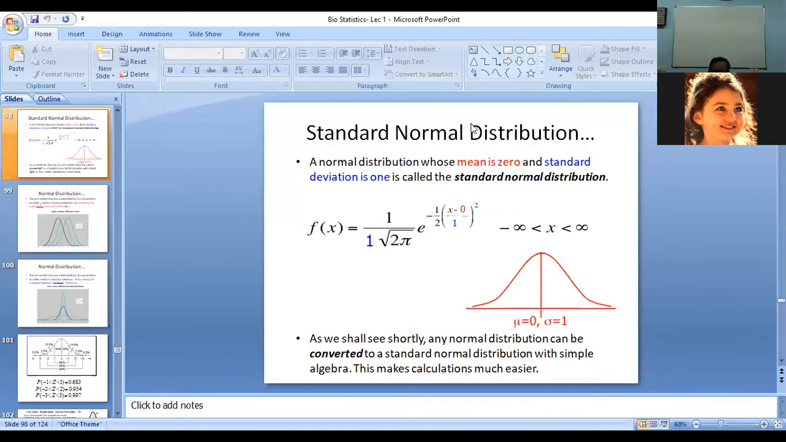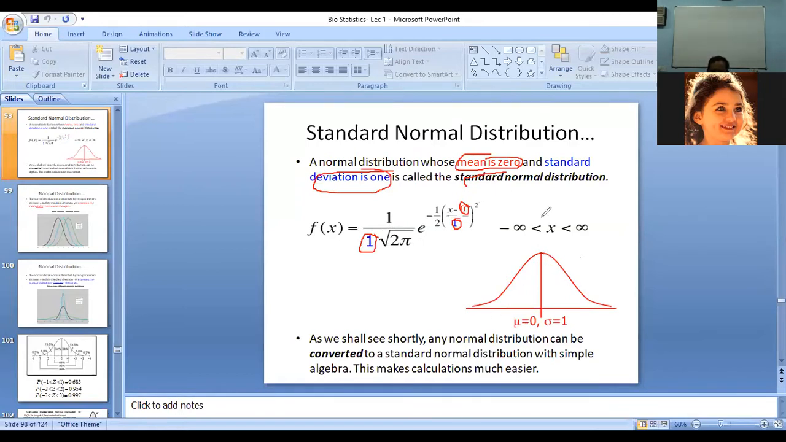Right, we will continue. The standard normal distribution has mean 0 and standard deviation 1. That is how we define the standard normal distribution. Instead of mu, we substitute 0, and instead of sigma, we substitute 1. That is how it goes.